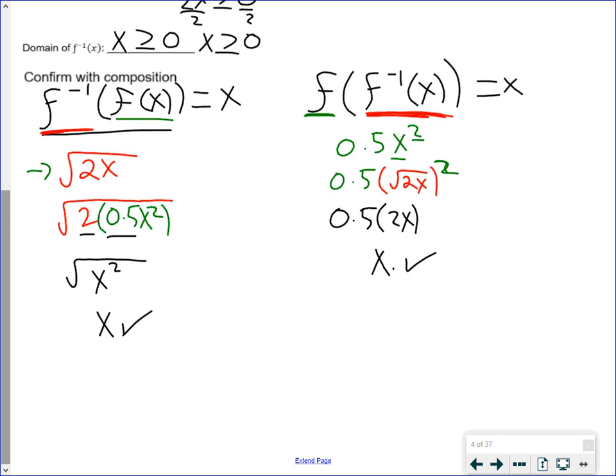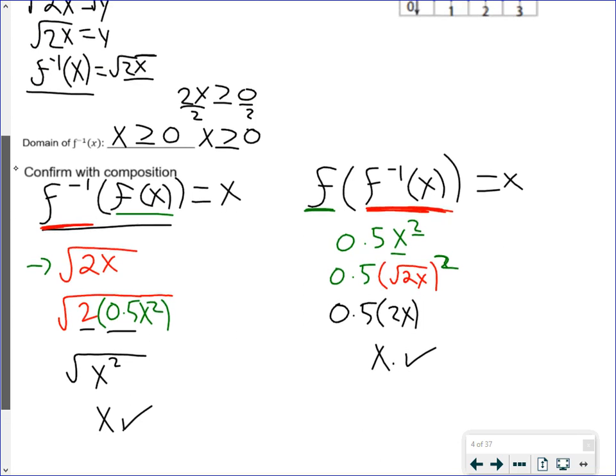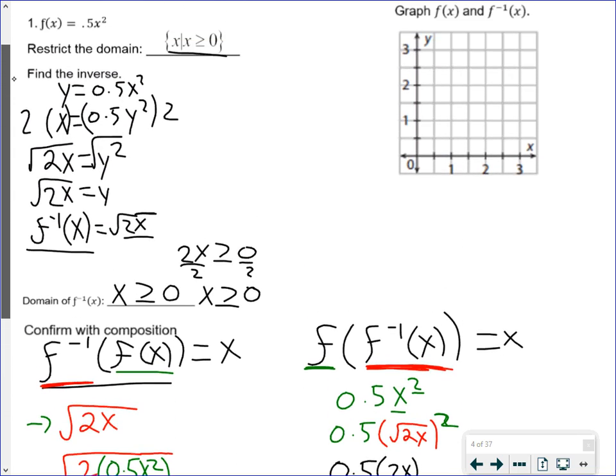All right, we'll go over another problem of this on the next slide, so it makes more sense. We're going to have another problem to go over it.